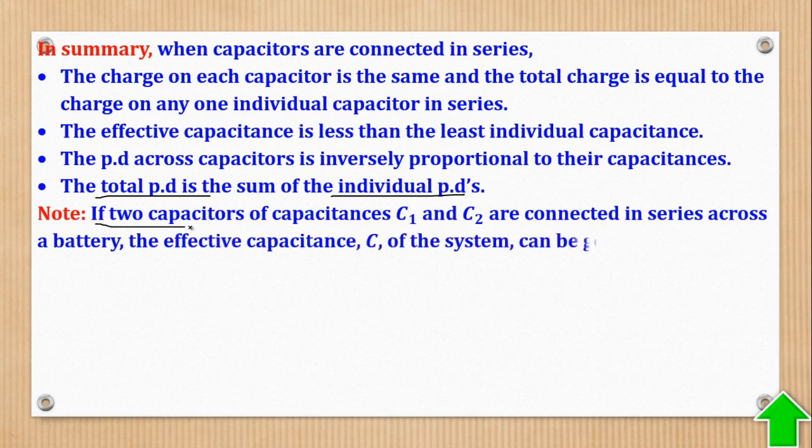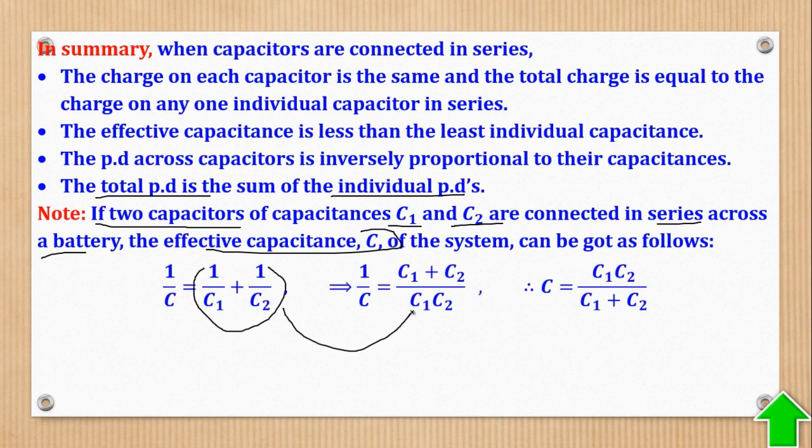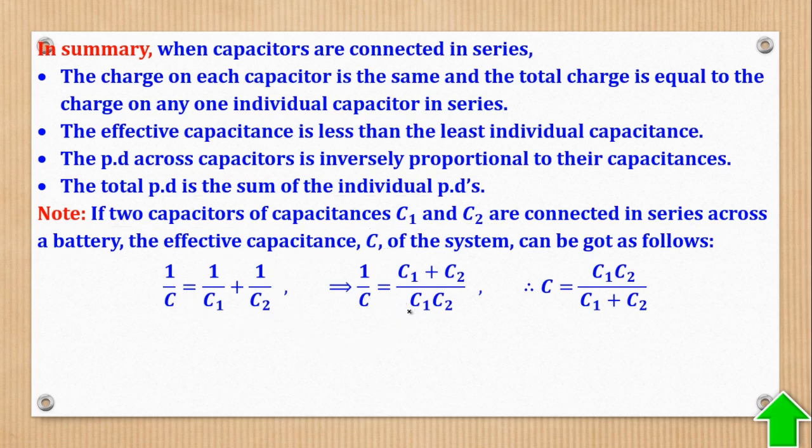So if 2 capacitors of capacitances C1 and C2 are connected in series across a battery, the effective capacitance C of the system can be got as follows. Still we use the same formula: 1 over C is equal to 1 over C1 plus 1 over C2. When we get the LCM of this, it will be C1 C2. Now C1 C2 divided by C1, you get C2 times 1 to give you this C2. Then C1 C2 divided by C2, you get C1 times 1 to get C1, which is this.